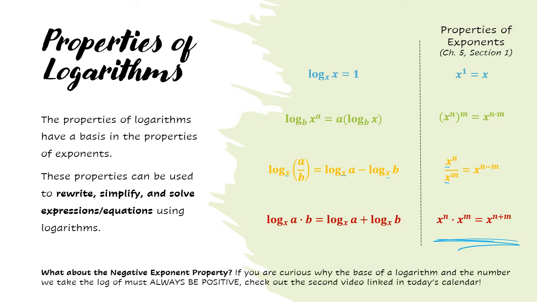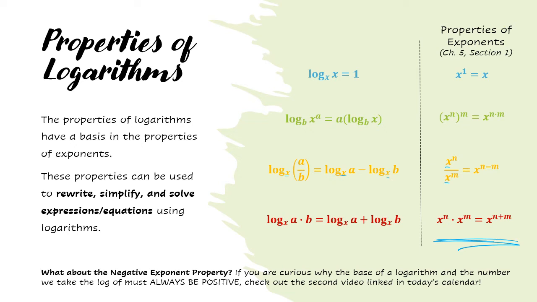Oh, real quick, I forgot about this. A question that I frequently get when we talk about logs, and we'll use this fact today, is what about negatives? What about negative bases or taking the log of a negative number? We have this property of negative exponents where x to the negative a is the same as 1 over x to the a. That actually doesn't work with logs. When we talk about logarithms, the base and the number we're taking the log of always have to be positive.